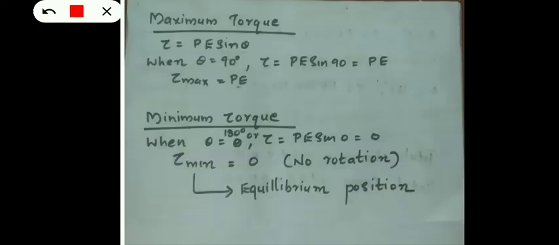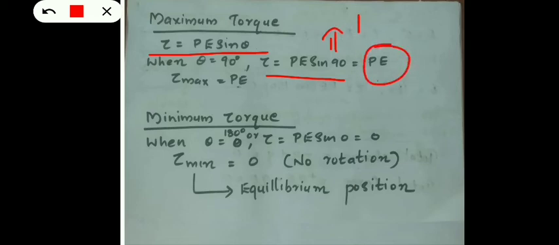Now, let's see when this torque will be maximum and minimum. As you know, what is the expression for torque? Torque is equal to PE sine theta. So here when theta equal to 90 degree, what will be torque? Torque will be PE sine 90, and sine 90 is equal to 1. So torque will be equal to PE. So this is the maximum possible value of torque, PE.